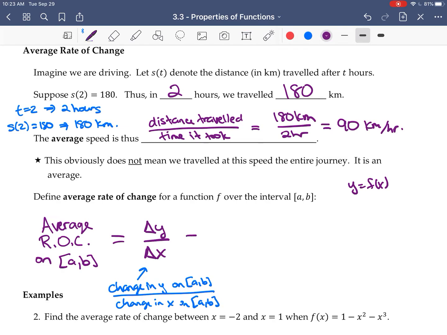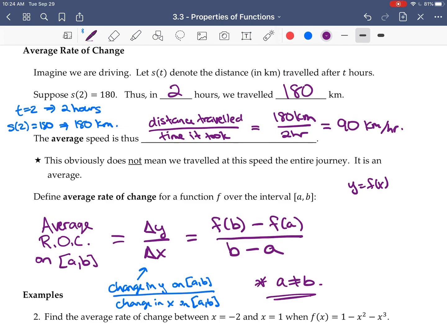Because I have a notation for the function, we go to the y values. What's the change in the y values? Well, that's going to be f of b minus f of a, right? It's the y value at b minus the y value at a. And then I'm going to divide that by the change in the x value, so that's b minus a. Now this might look familiar because it's similar to the slope. Note here that a and b are not the same, so we have a non-zero interval.